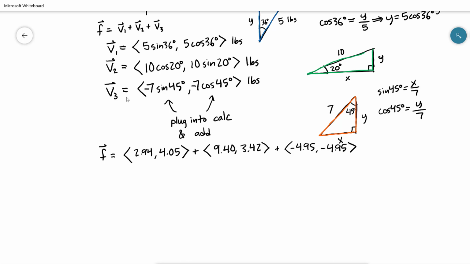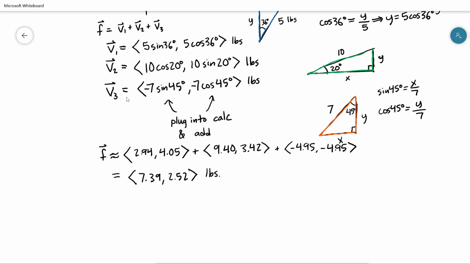And I add them all together, so these are, again, just approximate. I add them all up, and I wound up with a resulting force of 7.39 in the x direction, 2.52 in the y direction. And again, this has units of pounds on it.